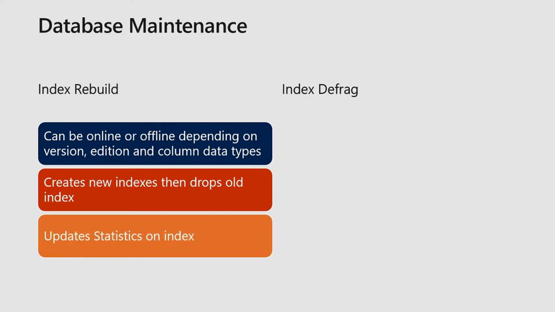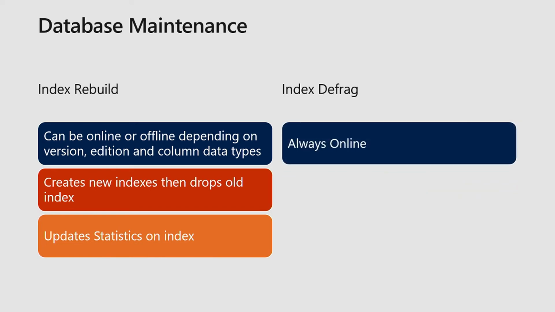Because we're creating a new object and sliding it in place in the background, we're getting updated statistics on those index rebuilds while they're being done. The upside to index defrags or index reorgs is they're always an online operation. Now, what I mean by an online operation is users can continue to use the database tables while my operation is happening. So if I'm running an index defrag, my users are not impacted.